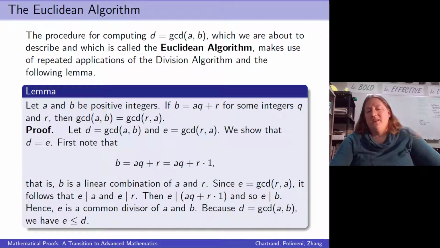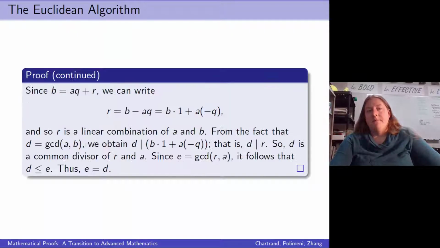So if we can show that e is greater than or equal to d, then we'll have that they're equal. So let's look at b equals a times q plus r. Solving this for r, we get that r equals b minus a times q. Well, what this really is, is b times 1 plus a times negative q. That means that r is a linear combination of a and b.